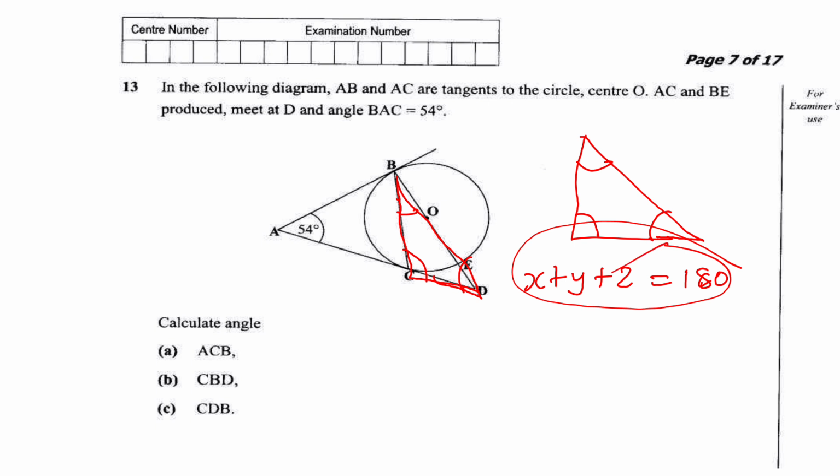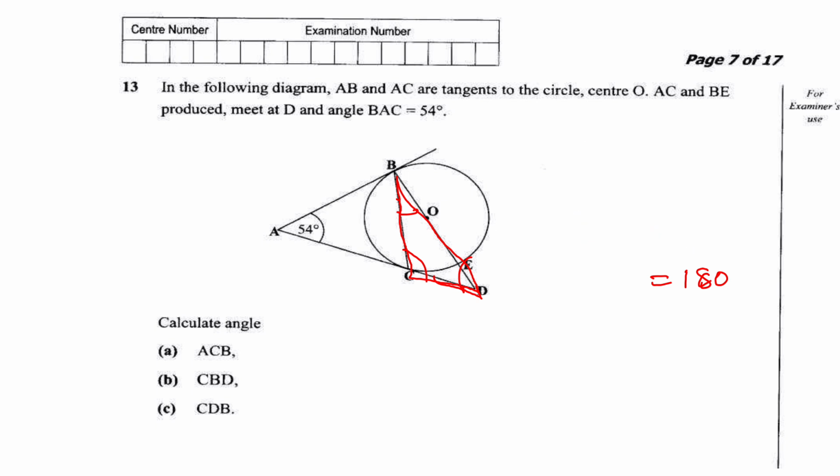Let's see other things which I have to show you, viewers. We also have other basic properties, such as the straight line. We also use the straight line here. We have to take note that a straight line adds up to 180.